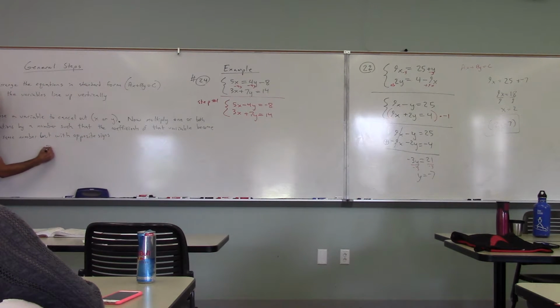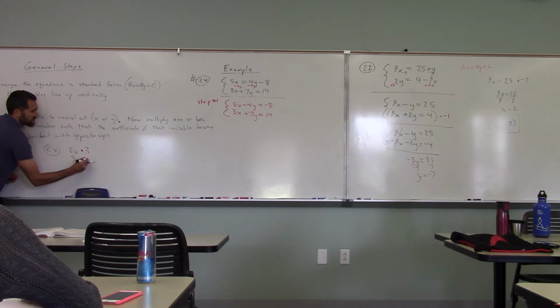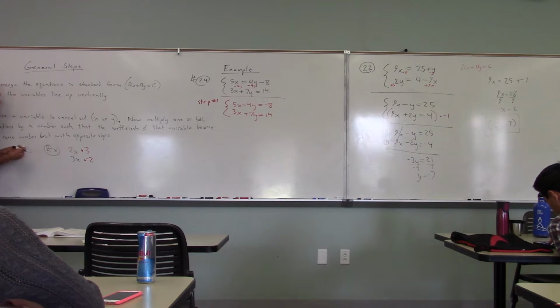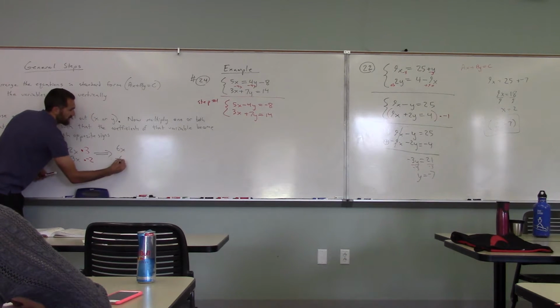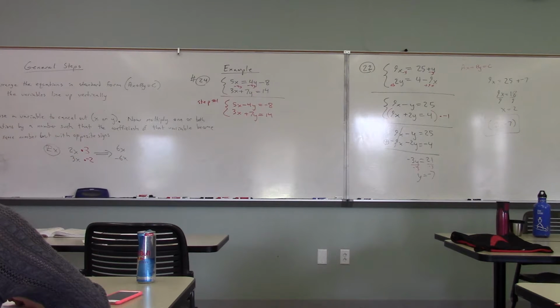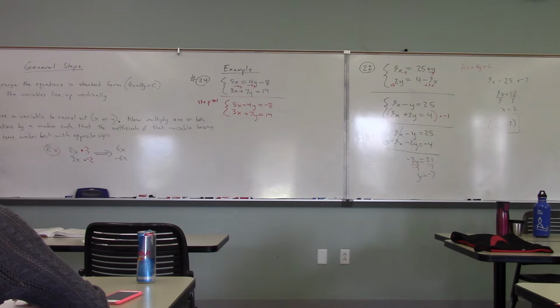In other words, the example would be, you'd have something like 2x over 3x, so you would go times 3 times negative 2, and this would become 6x and negative 6x. Right, that's the idea, is you want to multiply it by something, so the coefficients become the same, but one's positive, one's negative.